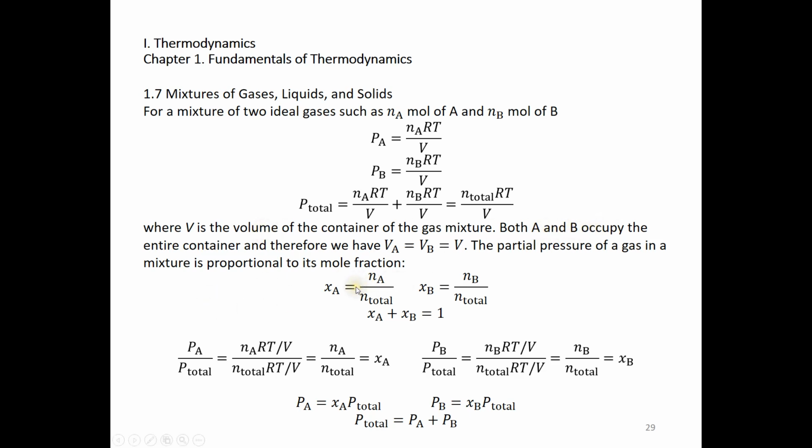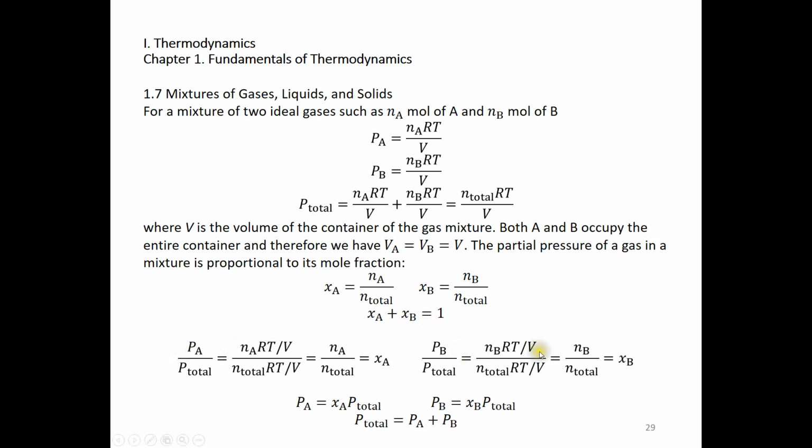Now we can look at the mole fraction of these two components. X of A is the mole fraction of A, it's simply N sub A over N total. X of B is N of B over N total. X A plus X B is equal to 1. What if you have three components, A, B, and C? Still, the sum of the three mole fractions should be 100%.